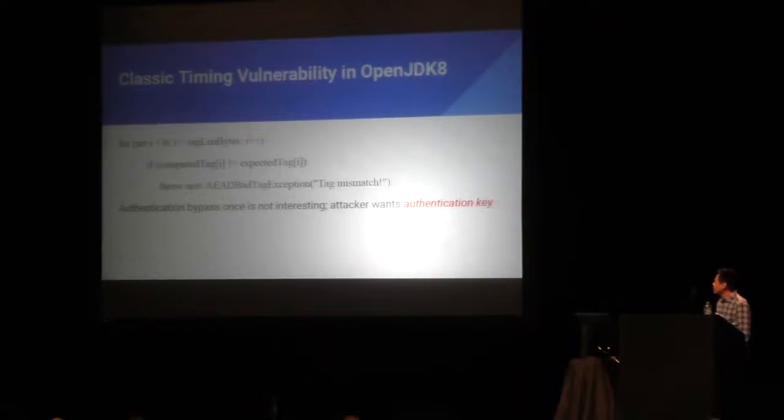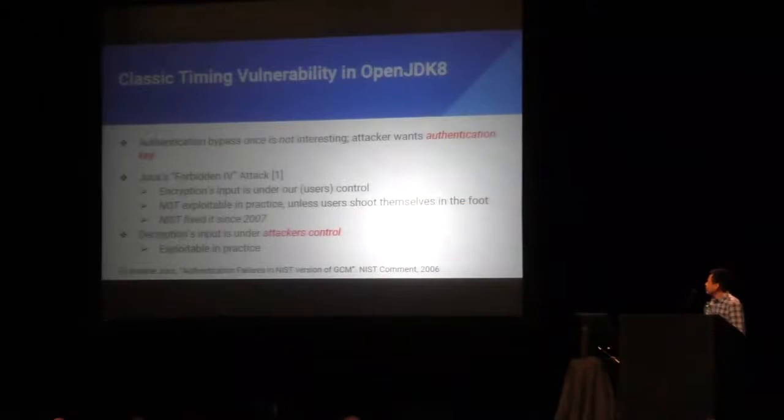Okay, the last bug I will talk about is a classic timing vulnerability in OpenJDK. If you look at this, it looks similar to the HMAC vulnerability. Basically, it compares byte by byte, and if it sees the first unmatched byte, it throws an exception. So it allows you to bypass authentication once for a particular ciphertext, but I want more. I want the authentication key.